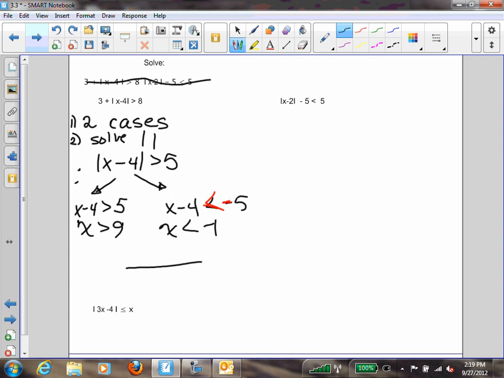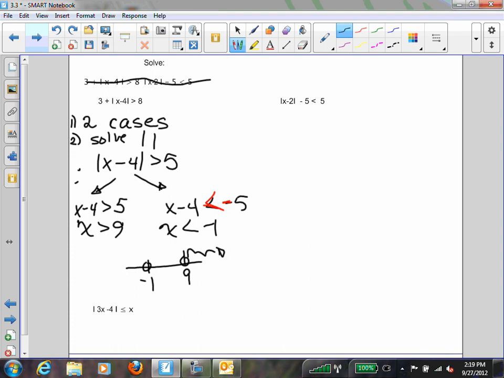So if we were to graph this, greater than 9, less than negative 1. Is this an and statement or an or statement when the graphs are going away from each other? Or, because it looks like oars in the water. Like if you're rowing a boat, you're doing oars in the water. You're going in opposite directions.